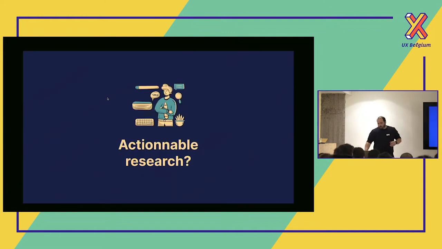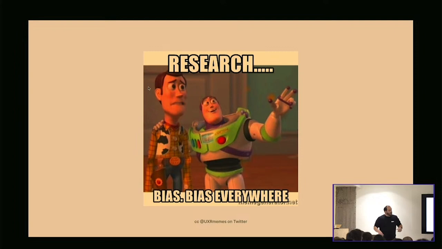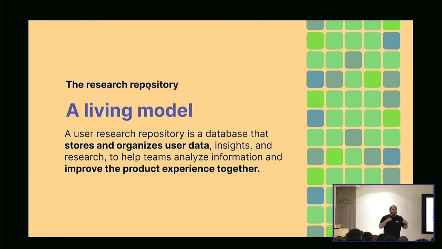So now, how do we create actionable research? Here is a new one: research bias everywhere, which is how it works today. When we start some research, we already have a statement where we say, okay, we want to research more on this aspect, or we have this concept, we want to test it. So we already have bias that is existing, and the research repository is a living model. The idea of the repository is not only to store elements, but to make it live. So you want to organize and store user data, but also mark some improvements on your product experience.